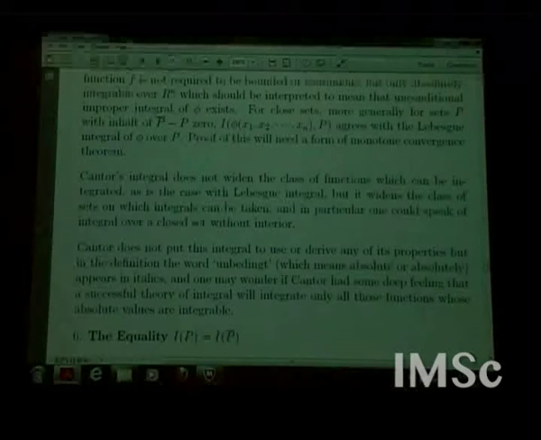Another thing about those guys: he just defines this and doesn't put it to any use. Today, I think an editor would have said, what's the use of this? You're just making a definition and not doing anything with it. But in those days, they didn't mind. Cantor does not put the integral to use or derive any of its properties. But in the definition, the word "absolutely" appears in italics. This is a bit of hyperbole I'm adding, but one may wonder if Cantor had some deep feeling that a successful theory of integrals will integrate only those functions whose absolute values are integrable.